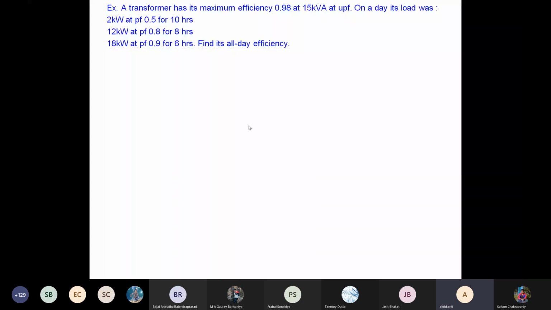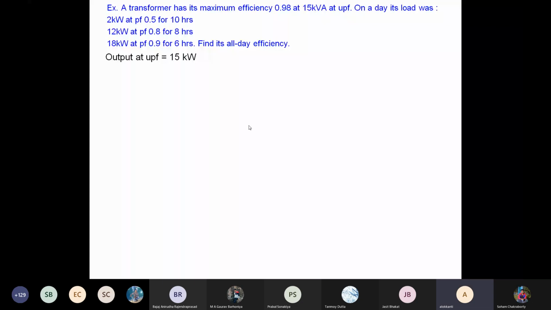You see, there is some clue hidden in this problem. It has a maximum efficiency of 0.98 at 15 kVA at unity power factor. So what is the output at unity power factor? 15 kVA into 1, so the output is 15 kilowatt, not kVA. Whenever we talk of output, it is in power, watt. As soon as you multiply the kVA with the power factor, it becomes watt.